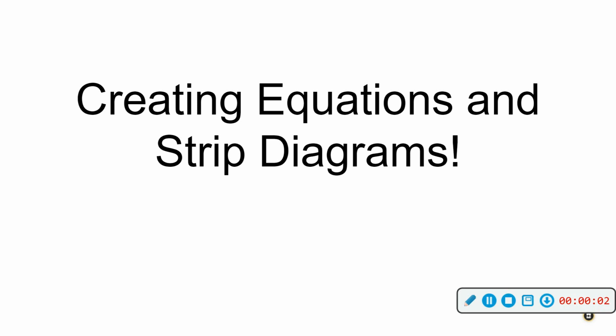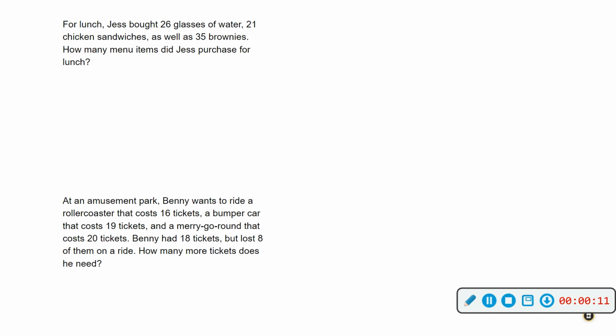Today we're going to be practicing how to create equations and strip diagrams from word problems that might include multi-step operations. For lunch, Jessica brought 26 glasses of water, 21 chicken sandwiches, as well as 35 brownies. How many menu items did she purchase for lunch?